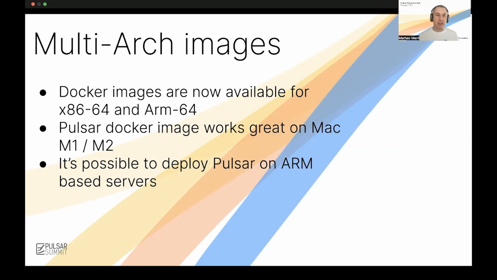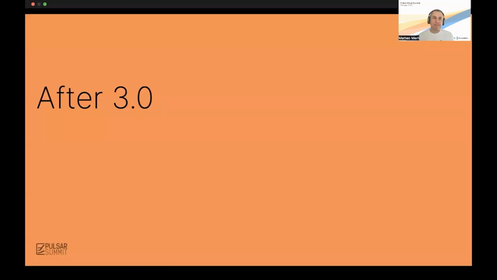So right now you have native images, so that simplifies development if you run Pulsar standalone, or if you use Pulsar with test containers. Also, it becomes much easier and faster. And also now you can deploy Pulsar on ARM-based servers. So you can go to AWS and deploy on an ARM-based cluster.